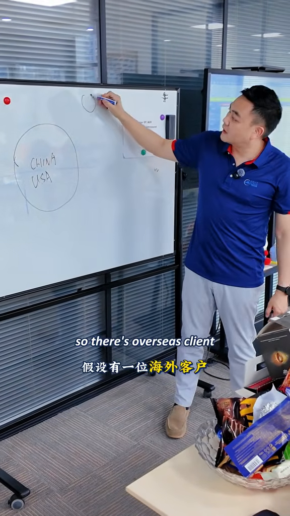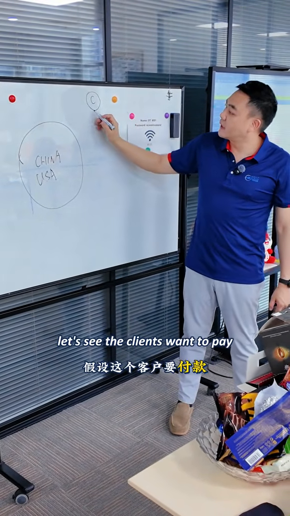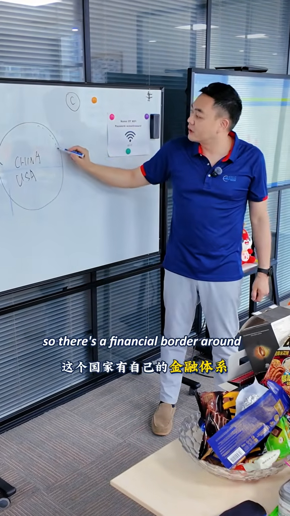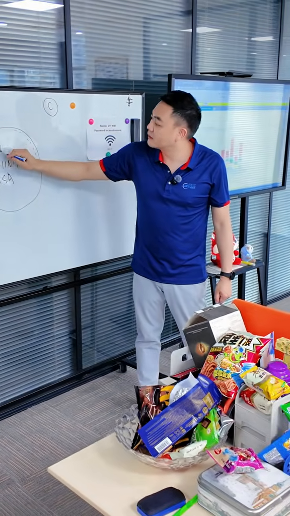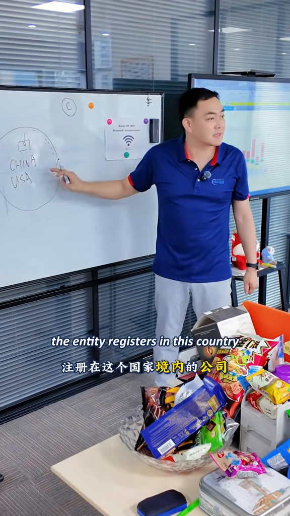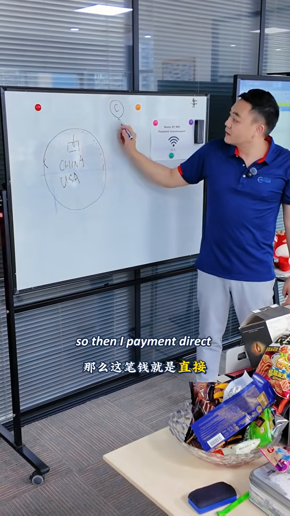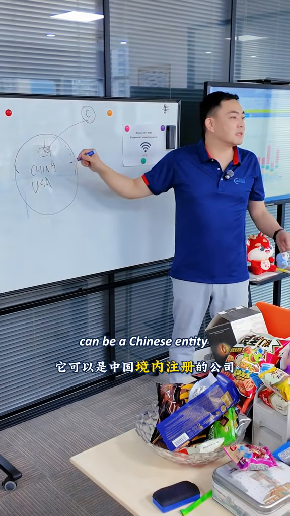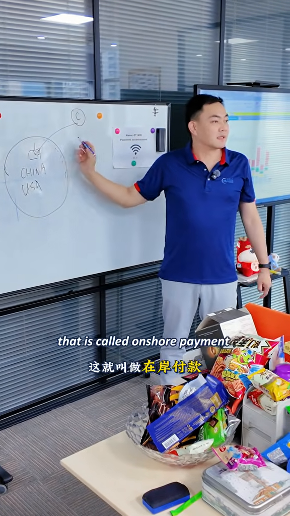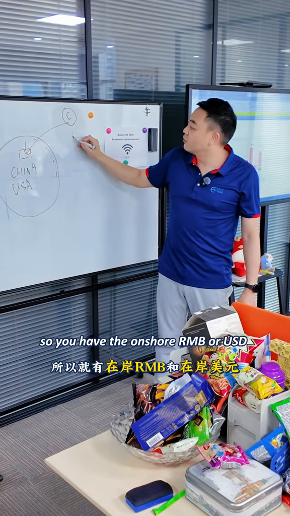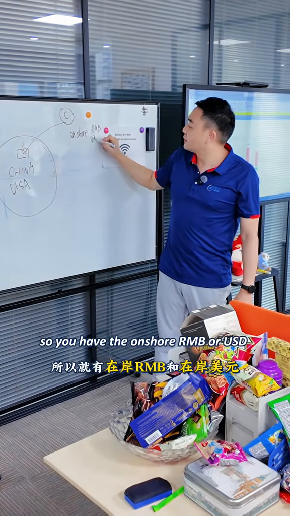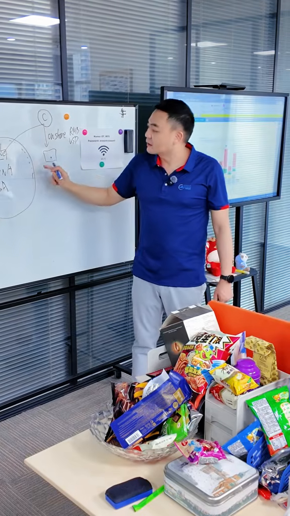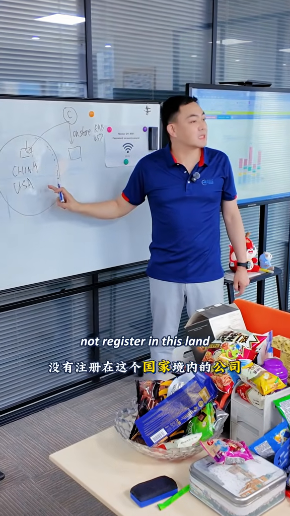So there is an overseas client. Let's see, the clients want to pay. This border can be physical, can be financial border. So there's a financial border around. So if they want to pay to a company, the entity registered in this country, inside this land, then the payment directly to this entity, which can be a Chinese entity or US entity inside this country, is called onshore payment. So you have the onshore RMB or USD. So this directly.